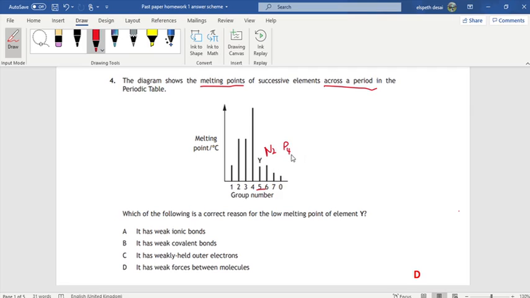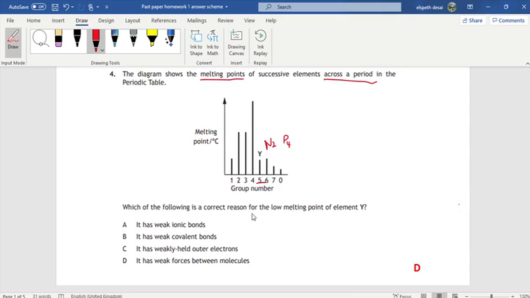So now that we know Y could either be nitrogen or phosphorus, and that these are covalent molecular substances, we can then take a little look at the possible answers. We're looking for the reason why covalent molecular substances have a low melting point, why either of these elements might have a low melting point. You can rule out a couple straight away. So it has weak ionic bonds. That's definitely wrong because ionic bonds are strong. Ionic bonding is a strong type of bonding. Same with covalent bonds. That's definitely wrong because covalent bonds are a strong form of bond.